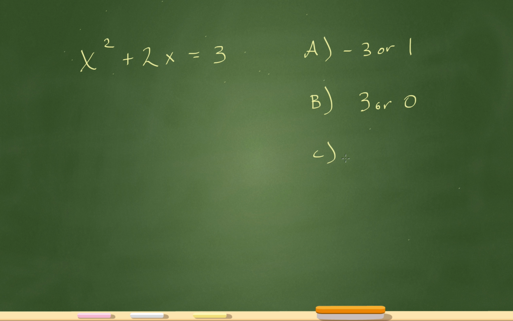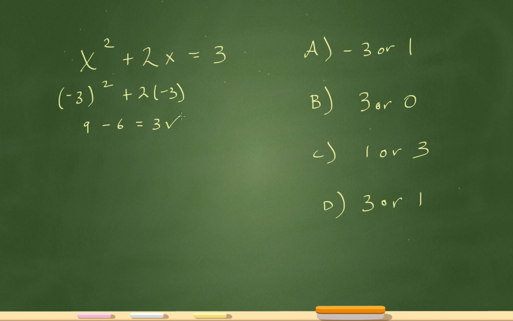So I'm just going to write all of these out. Let's start with A, okay? So -3, let's throw that in there. -3 squared plus 2 times -3. Let's see if that equals 3. -3 squared is 9. 2 times -3 is -6. And 9 minus 6 is 3. That works out. And -3 is nowhere else. So I know the answer is A.